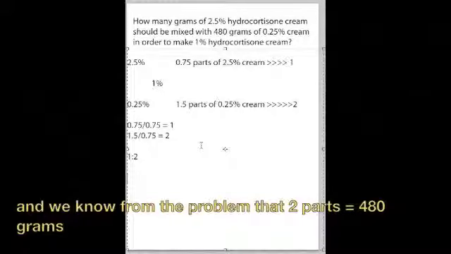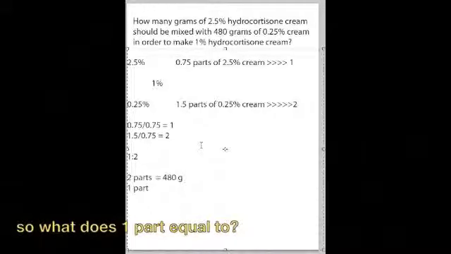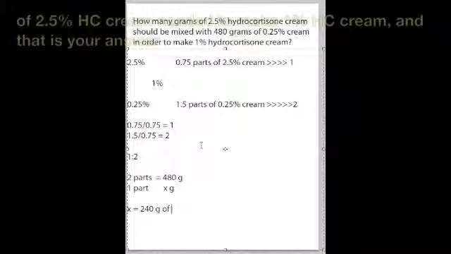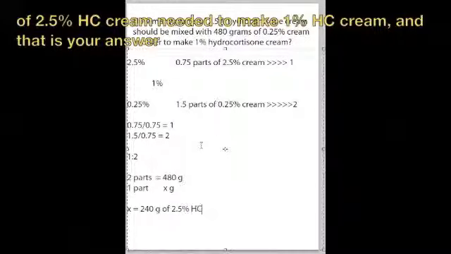And we know from the problem that 2 parts equals 480 grams. So what does 1 part equal to? By solving for x, we get 240 grams. This is of the 2.5% hydrocortisone cream that is needed in order to make 1% hydrocortisone cream. And that is your answer.